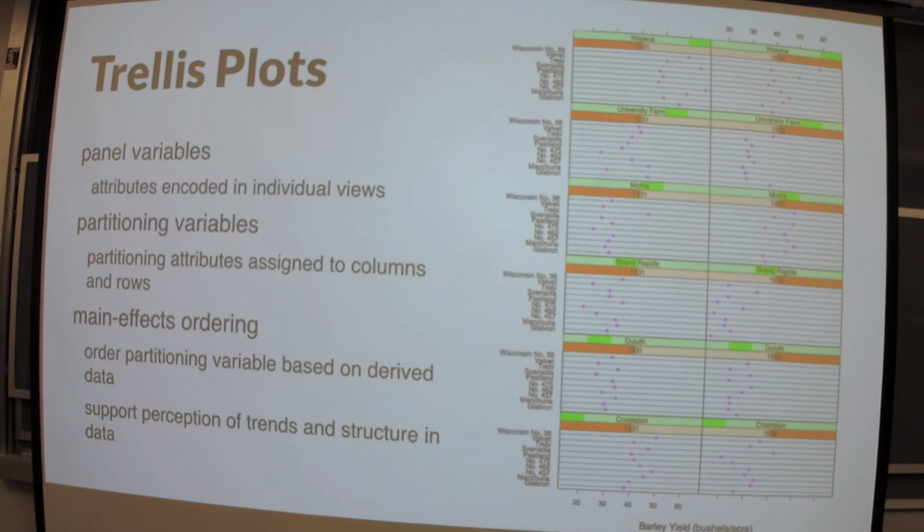An example that takes this principle to the extreme are trellis plots. And I'll show this in more detail if you can't read it right now, but trellis plots essentially have panel variables. These are quantitative attributes that are encoded in individual views, and then partitioning variables that partition the attributes and either assign them to columns or to subsets of the rows. And trellis plots also do an ordering. I'm going to skip over the ordering for now.